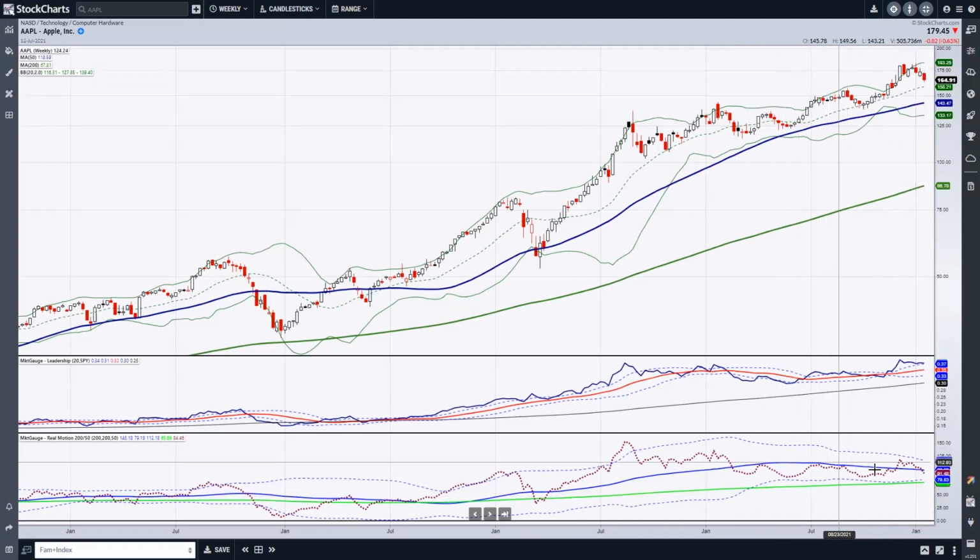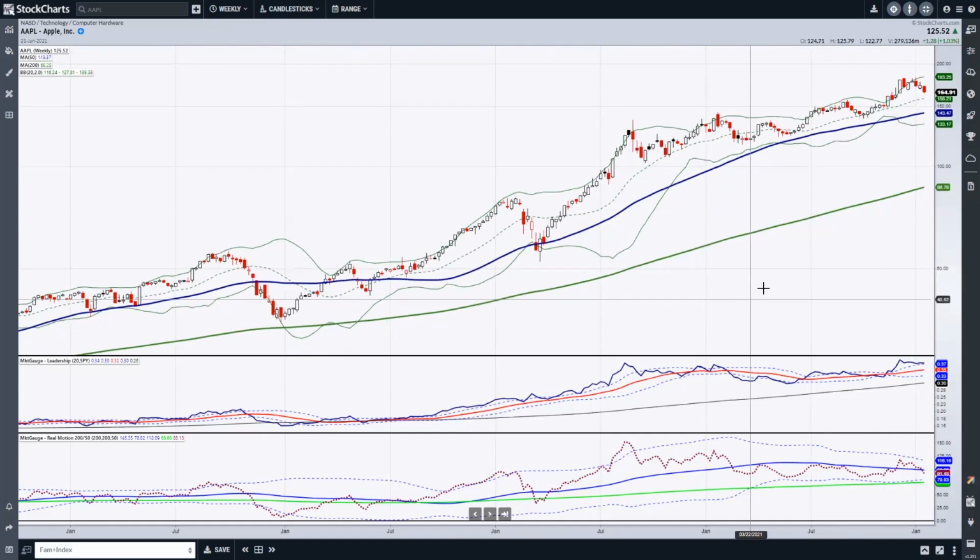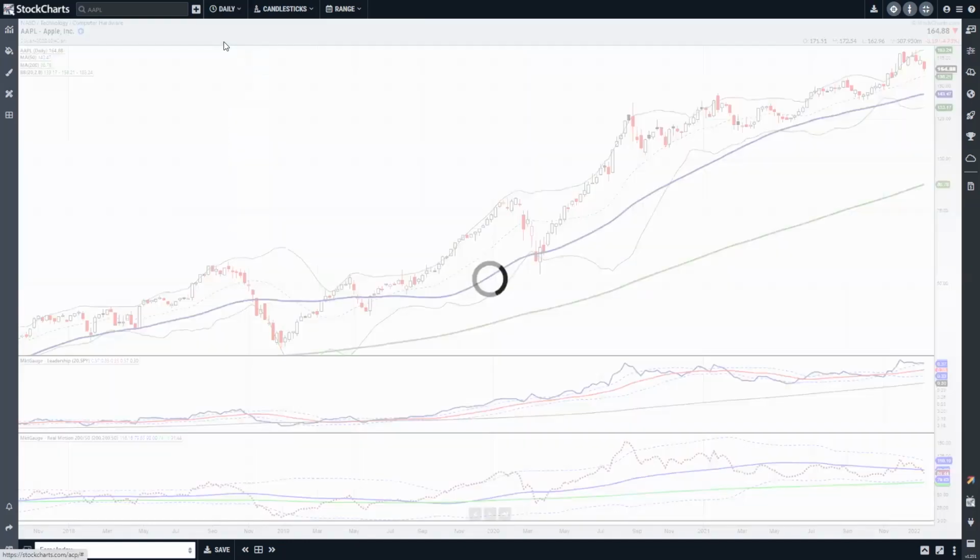Now, what's interesting is we never got a mean reversion sell signal here. Obviously, this is still well outperforming the SPY. So this would be another one to keep an eye on if things calm down. That's a real interesting chart to me. And let's just take a look at the daily.